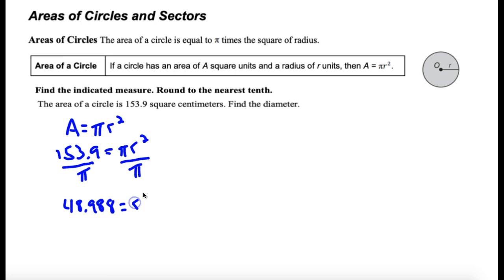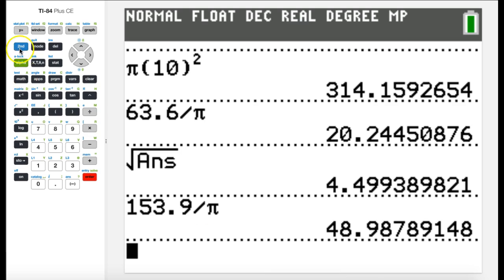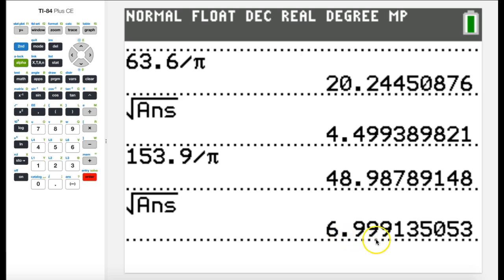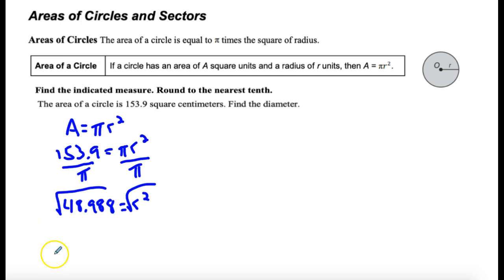48.988 equals r squared. And then to undo the square, we just need to take the square root of both sides. So, second square root, and if I just want this whole previous number, I'm just going to do second answer, and I get 6.9999, which if we round to the nearest tenth would just be 7. So my answer will be 7.0 centimeters. Okay?